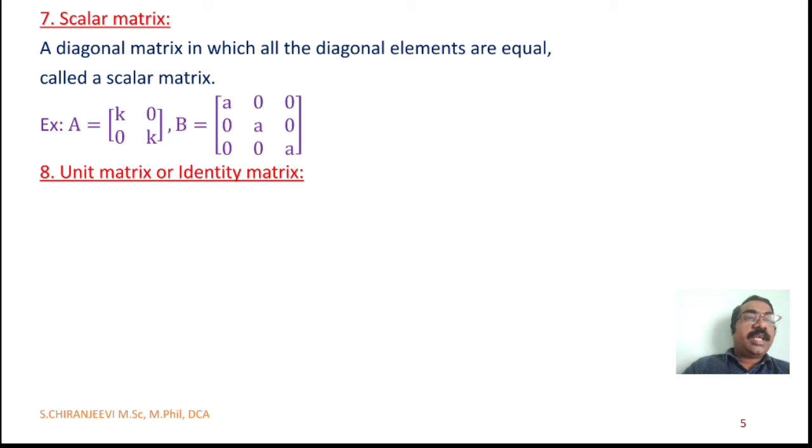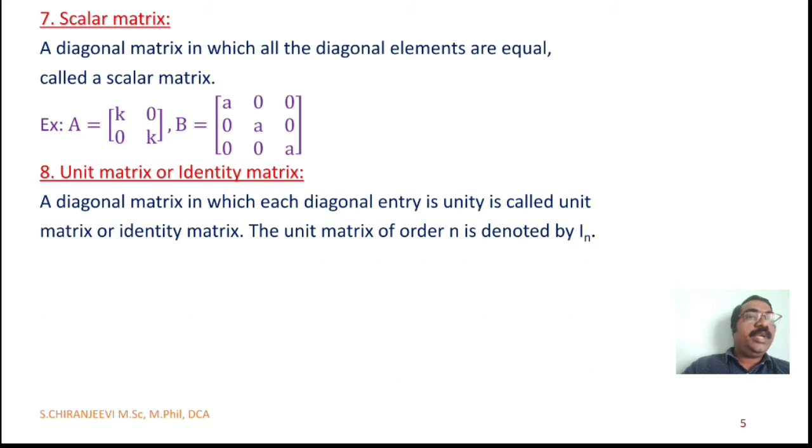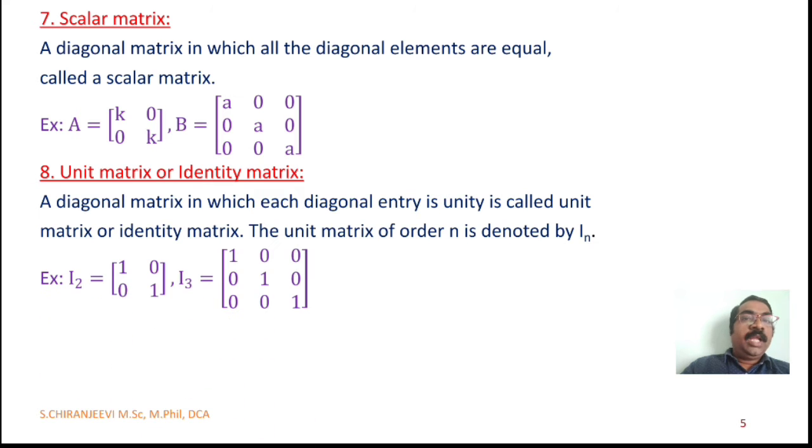Eighth one, unit matrix or identity matrix. A diagonal matrix in which each diagonal entry is unity is called unit matrix or identity matrix. The unit matrix of order n is denoted by capital I n. Example: I2. 2 is nothing but for 2 cross 2, which is 1, 0, 0, 1. I3. 3 is for 3 cross 3, which is 1, 0, 0, 0, 1, 0, 0, 0, 1.